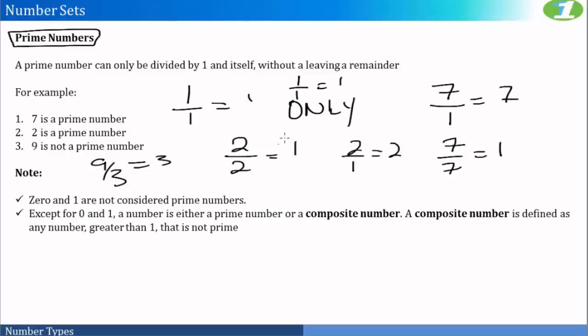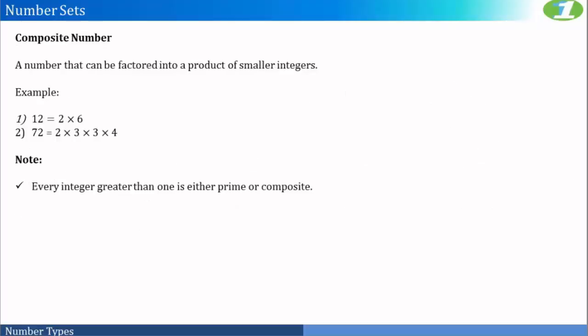So here we have surmised what we've just discussed by saying that 0 and 1 are not considered prime numbers, and except for 0 and 1, a number is either prime or a composite number, and we'll say exactly what we mean by a composite number. Now, a composite number is a number that can be factored into a product of smaller integers.